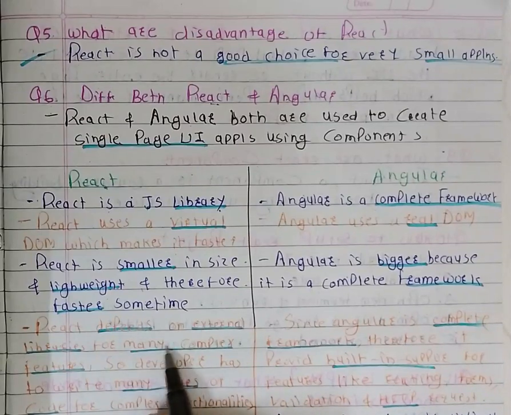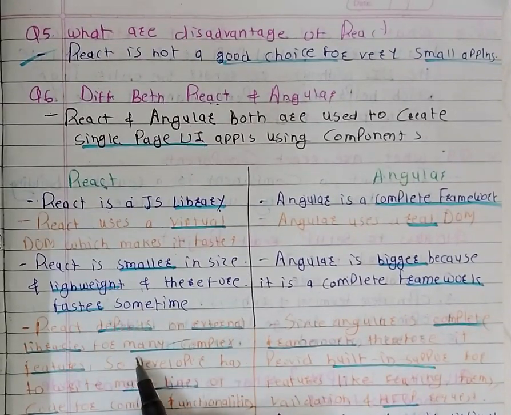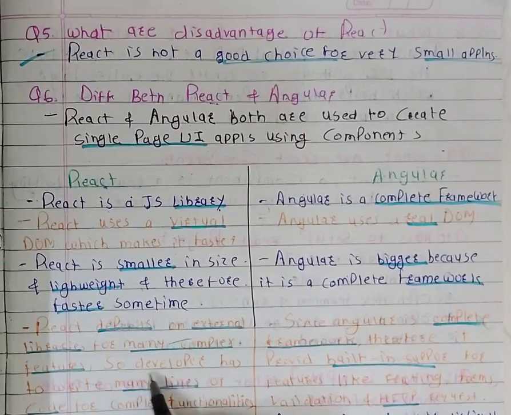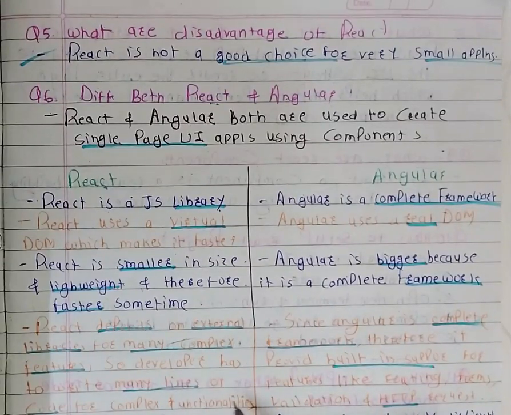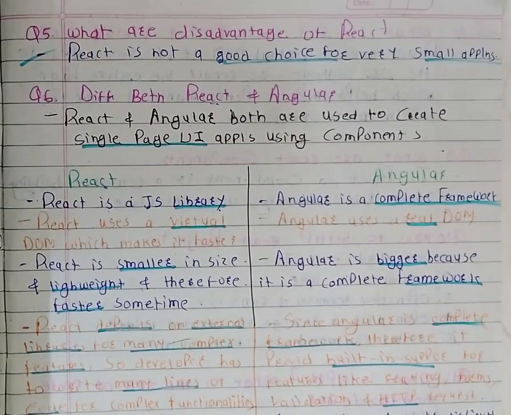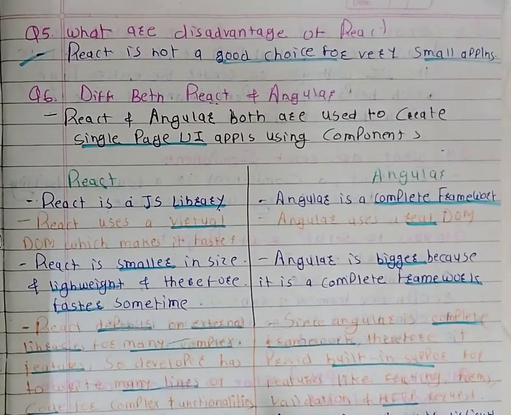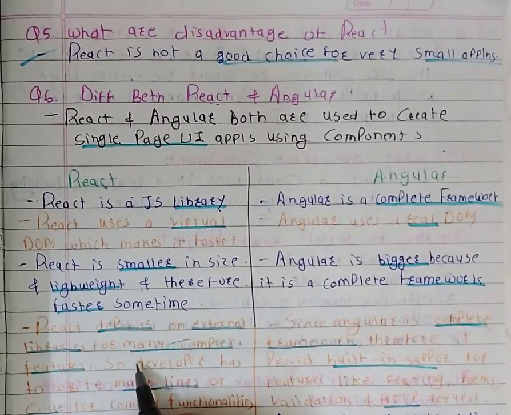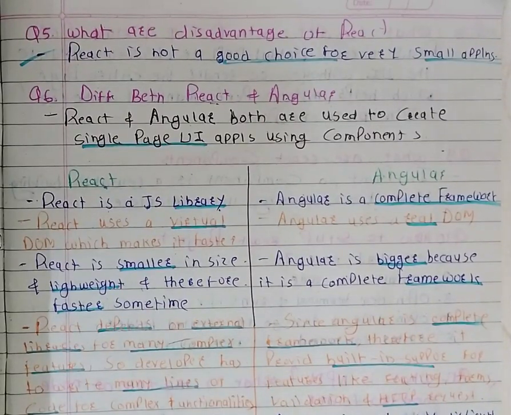Then React depends on external libraries for many complex features, so developers have to write many lines of code for complex functionality. As React is a JavaScript library, for doing complex things it depends on another library, so we have to bring in a particular library, like for routing we have to use another library.